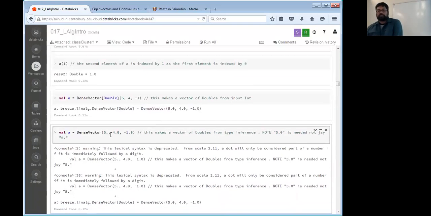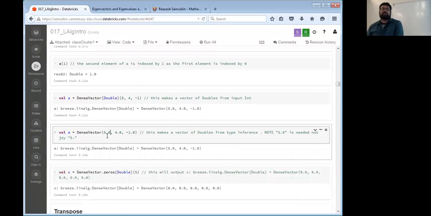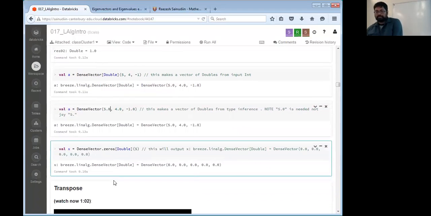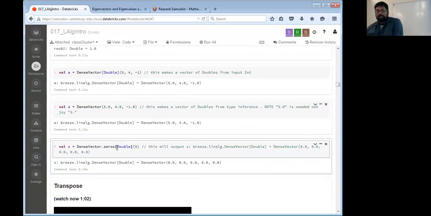Remember, in MATLAB, if you just put 5 point, it'll actually infer it to be a decimal, but in Scala it is not going to. You have to do 5.0, as it's a method operator. Now, DenseVector.zeros[Double](5) is just a way to quickly get a vector of zeros, and there are other things as well. You can do DenseVector. and then see a whole list of things.